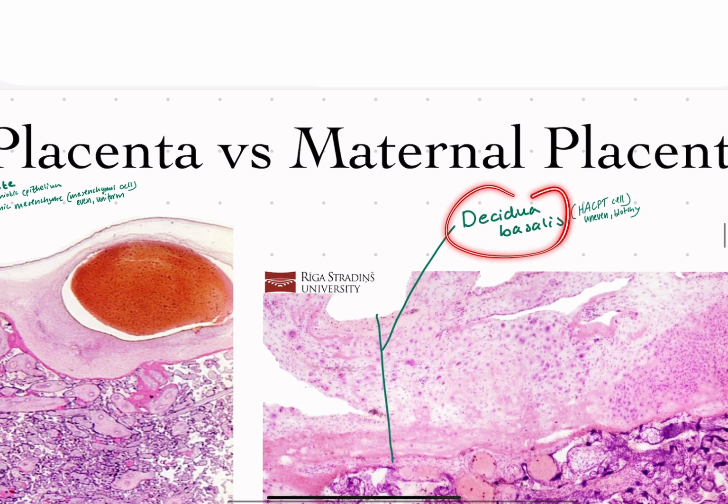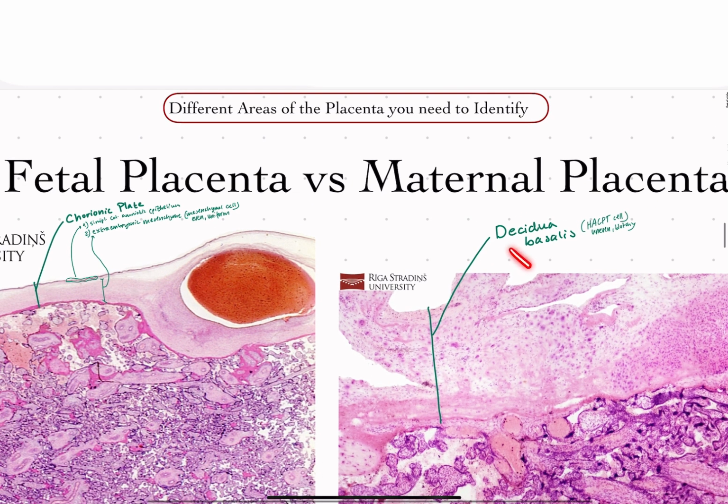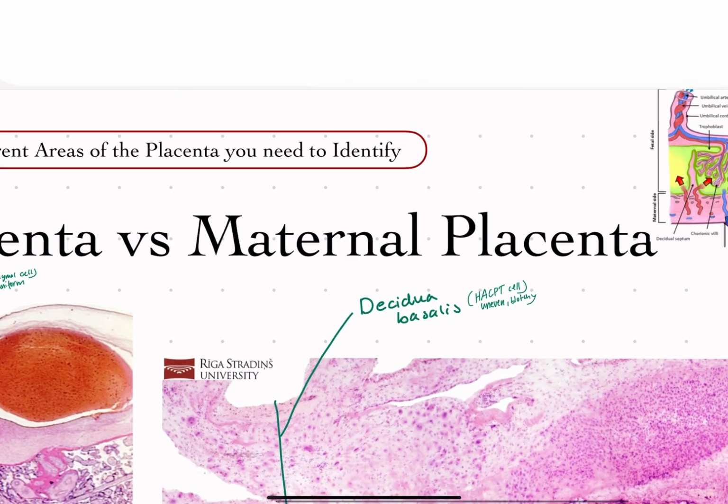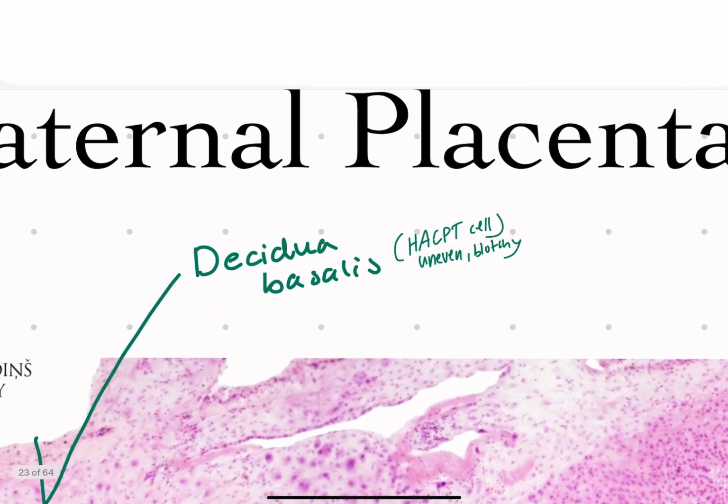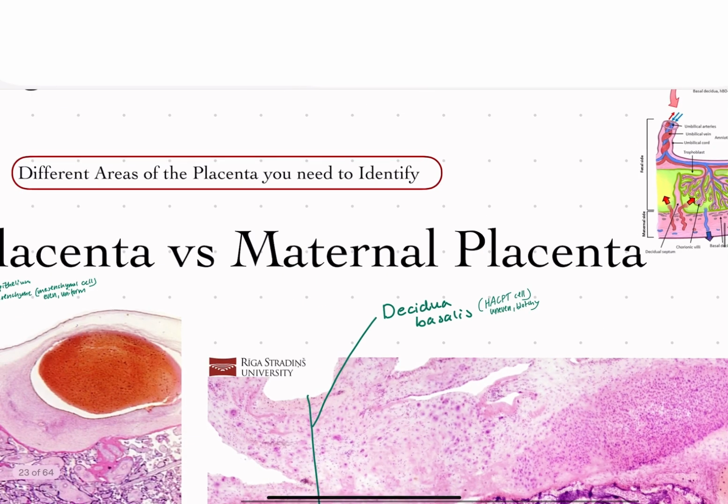And thankfully, the decidua basalis doesn't have any layers like the chorionic plate. The chorionic plate has these two; the decidua basalis is its own thing, right? It's made up of the HACPT cells, and you have to actually spell it out. And they look uneven and blotchy, which is another signifier, right?